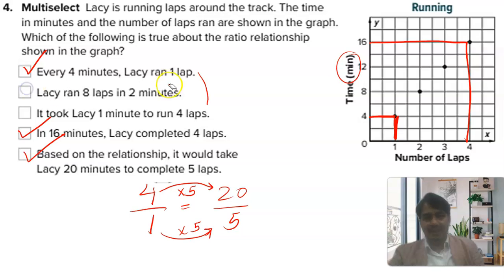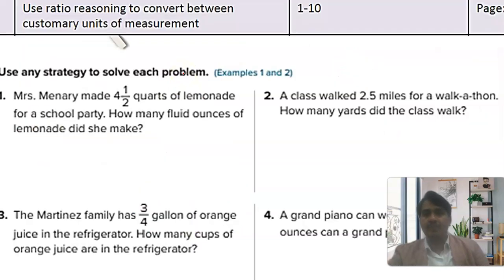These three are correct. Okay, now Mrs. Mary made 4 1/4 quarts of lemonade for a school party. How many fluid ounces of lemonade did she make? In the exam, mostly they will give you this conversion as a table. So don't worry.